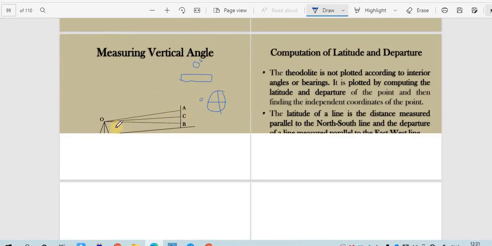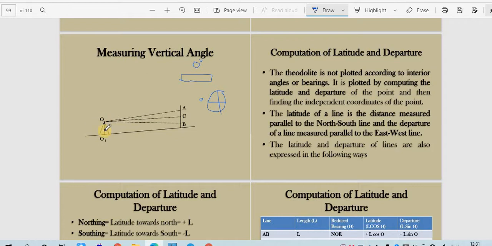Now you have to fix the instrument at point O perfectly and level your instrument so that vernier C becomes 0. After that, you will take an observation above the line of sight. Suppose this is your line of sight; you are taking the observation above it, and you have to measure this angle. This angle is called the angle of elevation because you are measuring it above your level line.